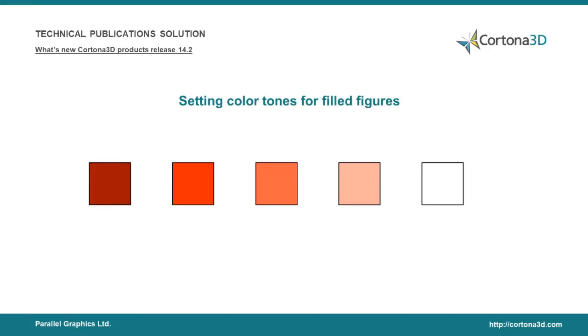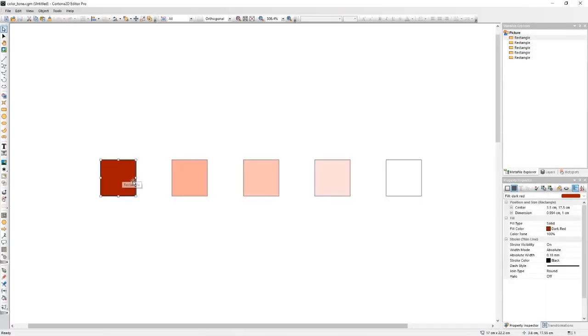A new property called Color Tone is available in the Property Inspector for solid filled figures. This can be used to create gradients and for certain printing requirements. In this example, the same color code is used. However, all 5 boxes use a different color tone value, ranging from 100% to 0, as seen in the Property Inspector window.